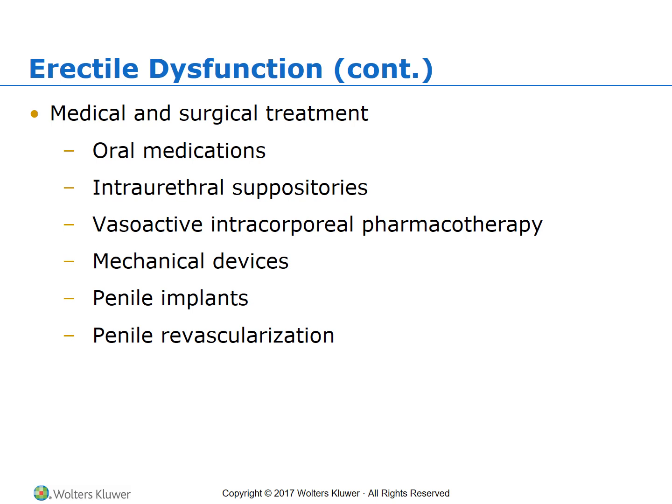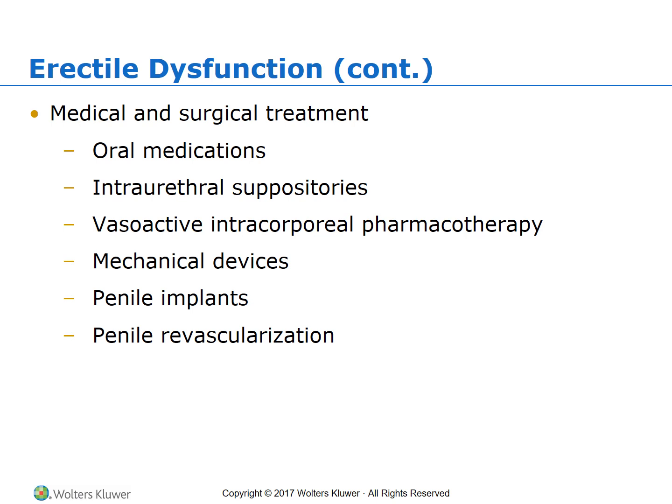Intraurethral suppositories have Alprostadil, which is Muse. It's smaller than a grain of rice. It's self-injected into the urethra. The pellets melt and they're absorbed into the corpora cavernosa. Tissues vasodilate and pull blood into the area, causing an erection. And it's a more localized arterial dilating effect than Viagra or Cialis.